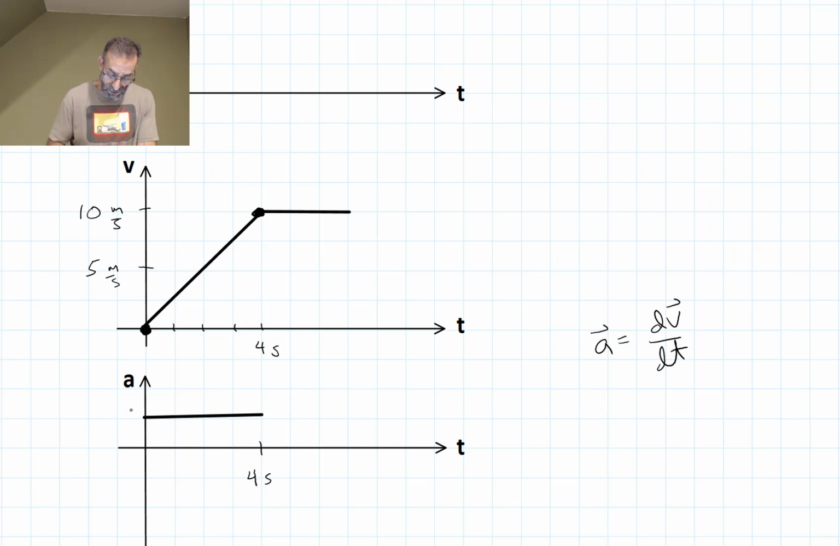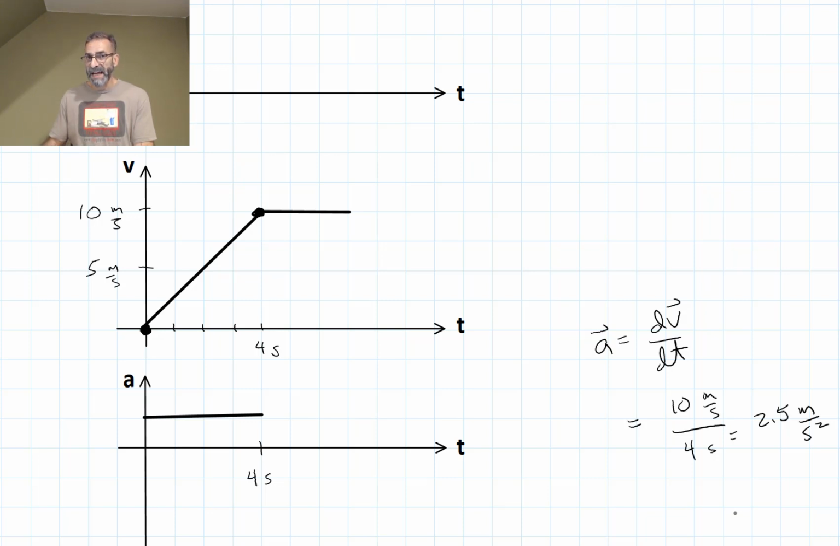And what is the value of the acceleration? This is going to equal the change in velocity over the time interval. So the bicycle changed speed by 2.5 meters per second every second. So the acceleration was 2.5 meters per second squared.